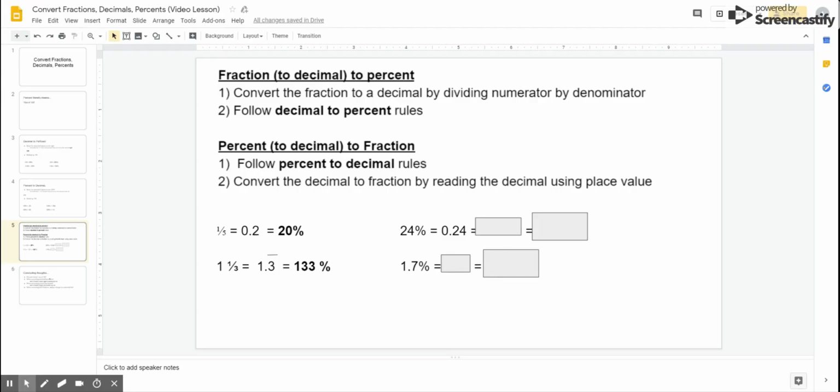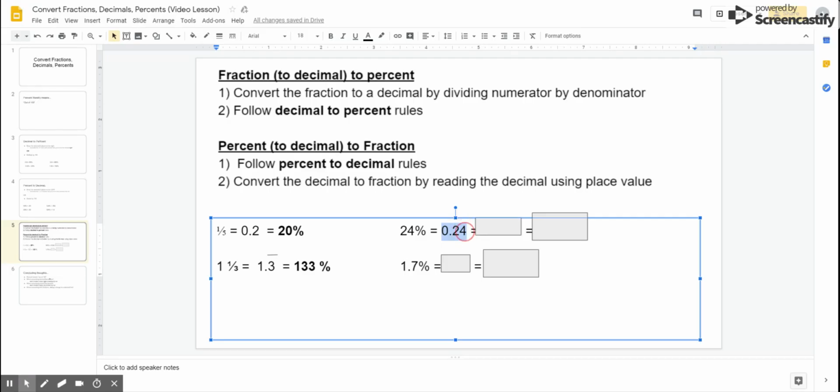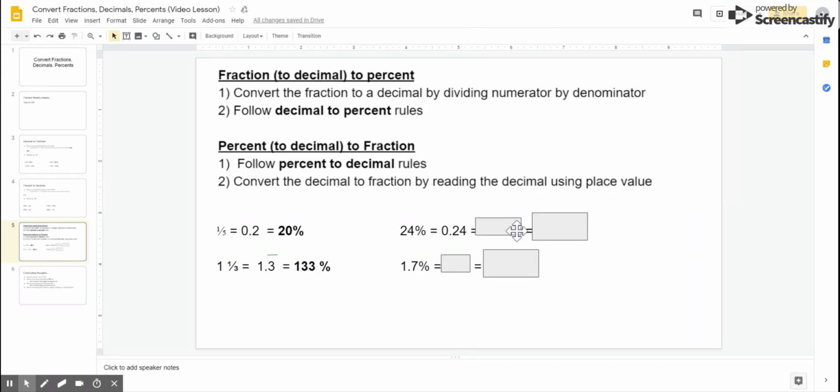Then in step 2 in the instructions, it says convert the decimal to a fraction by reading the decimal using place value. So 0.24 is not really read as 0.24. It's read as 24 hundredths. If you're confused, this is the tenths place, this is the hundredths place. So this is technically 24 hundredths, which simplifies to 6/25ths. Divide the numerator and denominator by 4 and you get 6/25ths.